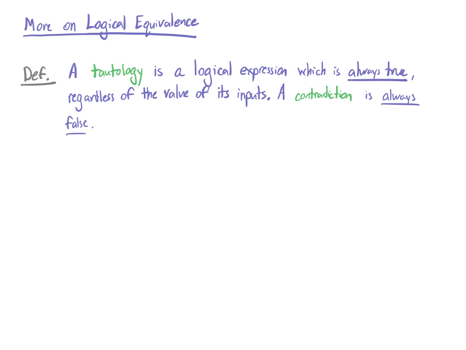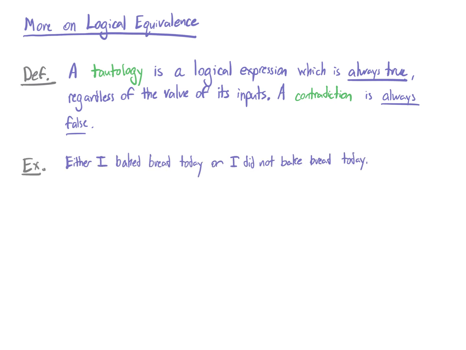All right, everyone. Let's continue on logical equivalence. Last time we learned what it means for expressions to be logically equivalent. They have the same truth tables. There's a pretty important special case of this. Sometimes a logical expression is equivalent to something which is always true or always false, and we have special names for these. A tautology is a logical expression which is always true, no matter what its inputs are. And, in contrast, a contradiction is always false.